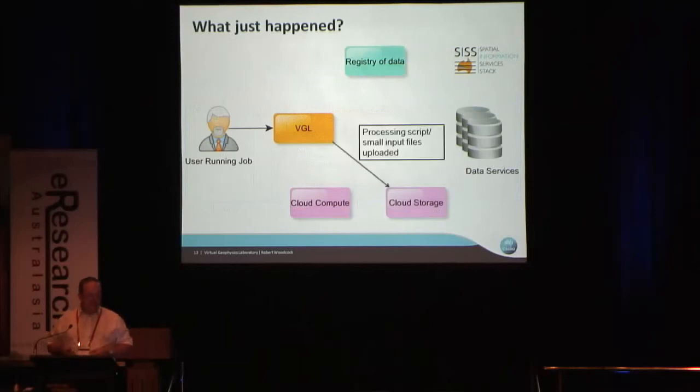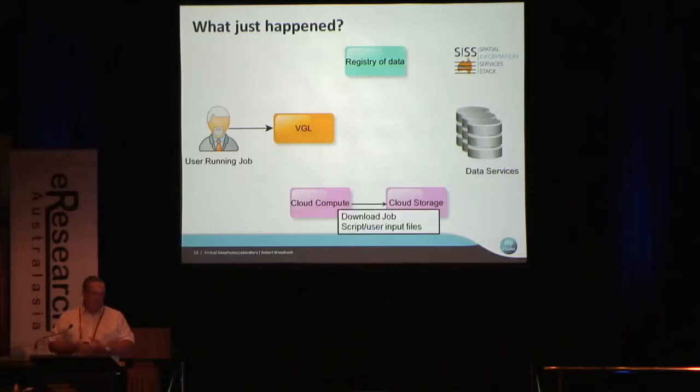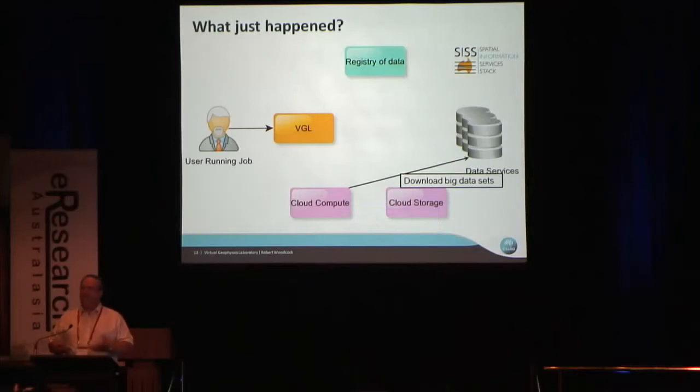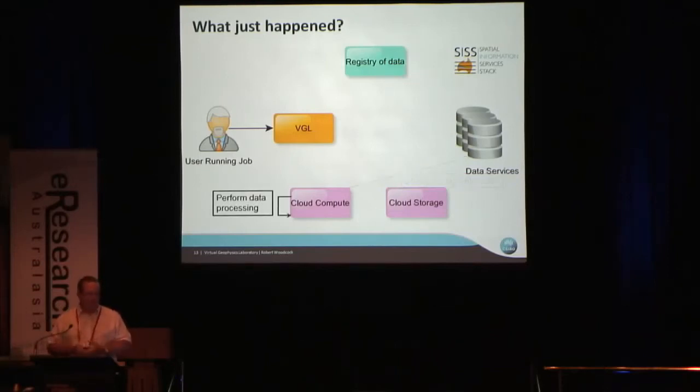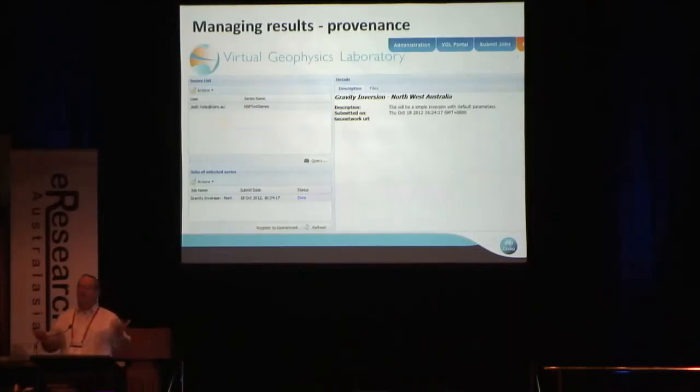What happens behind the scenes is eventually VGL will actually call or stage that job to the cloud. It'll spin up the virtual machine. It'll begin the processing phase. It will have grabbed the user scripts and input files from the cloud storage. It'll download any big data sets that were not previously downloaded, because you don't want the 2 petabytes on your desktop machine. You want it at the actual server, so it'll go and do that for you. It'll perform the processing, it'll upload the results, and you get very excited because now you've got your results. And you write your paper and that's it.